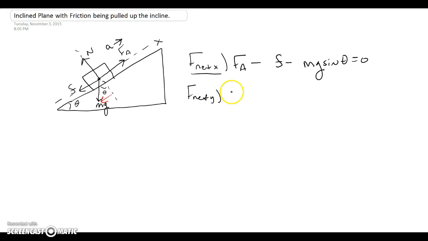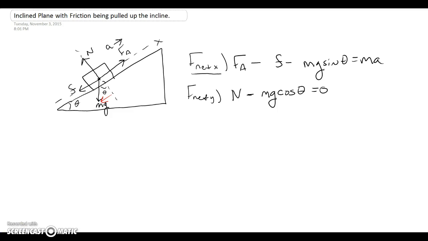In the y direction, we look at the normal force. And since I have an mg sine theta in the x, I have to have the equivalent component in the y, which is cosine. They're opposite each other, and we're not accelerating. Oh, I'm sorry, going back to this one. It is accelerating, so ma.